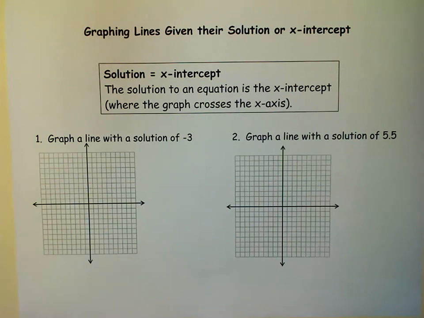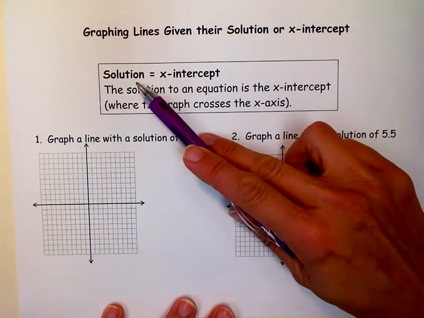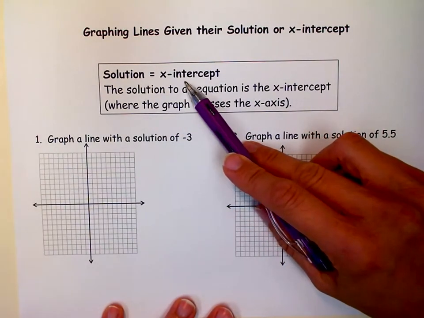No matter what kind of equation you have, if you're given the solution, that's the same thing as the x-intercept, or if you're asked to solve an equation, they're really asking you to solve for the x-intercept. Where does the graph cross the x-axis? So remember, a solution is the same thing as an x-intercept.